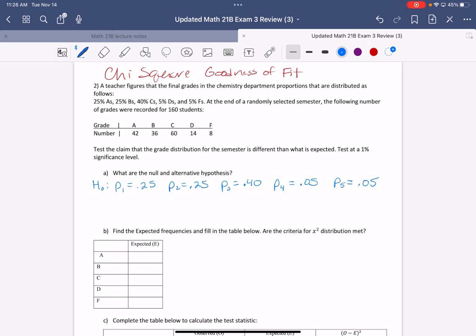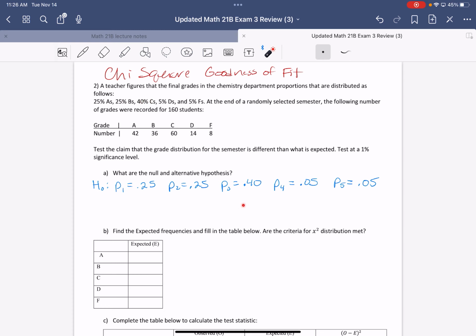I put 42 for P1 and the rest I put 42, 36, and so on. Oh, so remember, these P's are proportions. So they're always going to come from a percentage. These aren't percentages. This is the actual number of how many people got A's. 42 people got A's, not 42% got A's. So this is actually going to be your observed values. This here is your proportions. It has to equal 100%. Right? And yes, good point.